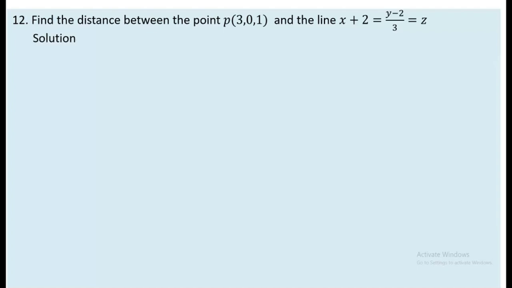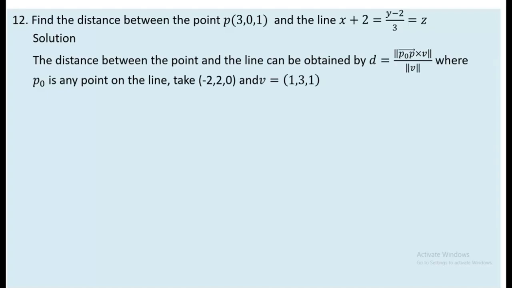So what we need to do is like this. Students, in order to find the distance between a point and a line, we need to use this formula. If you remember, students, we derived this in our classroom. Here, P naught represents an arbitrary point lying on the line, and P represents the given point whose distance is being looked for. And V represents the directing vector that directs the line. So using this, we can determine the distance.